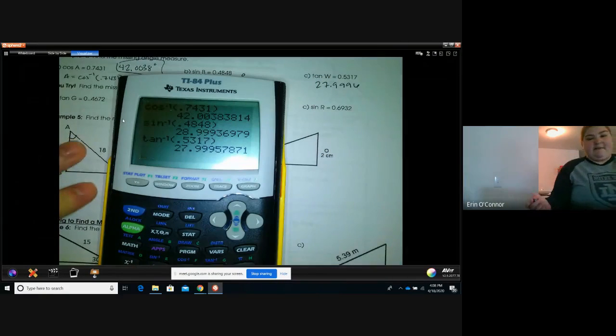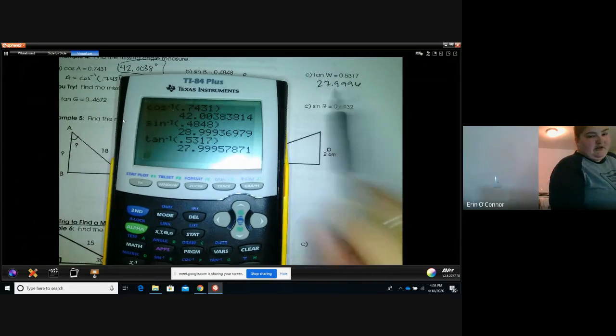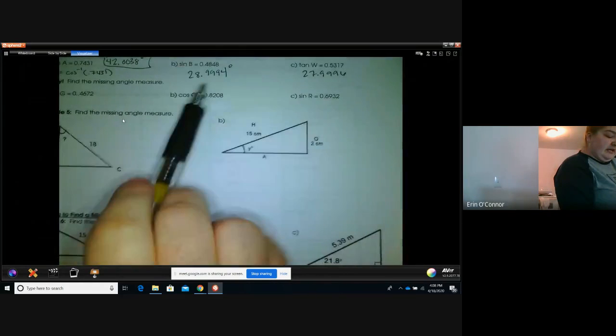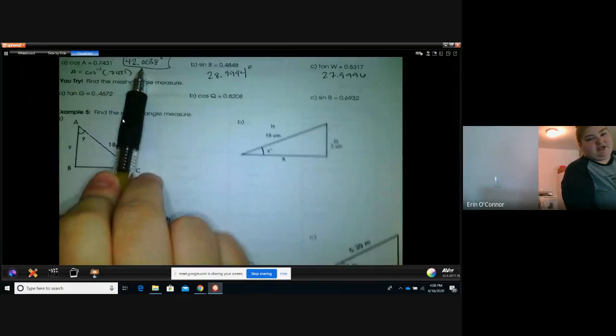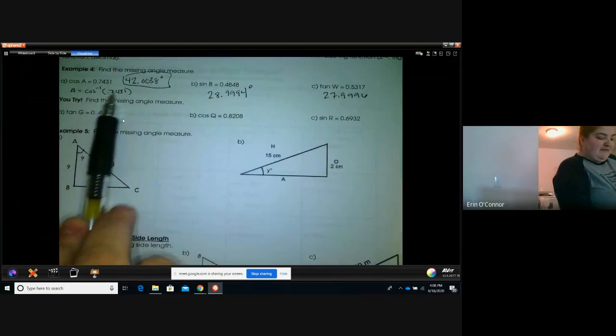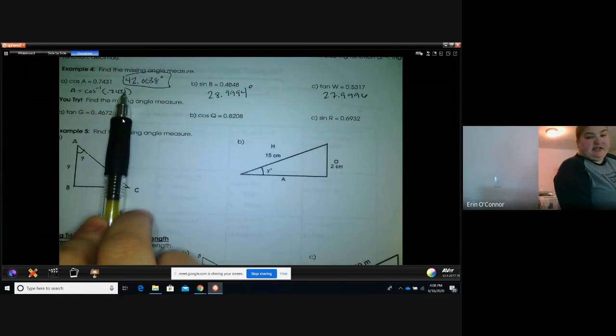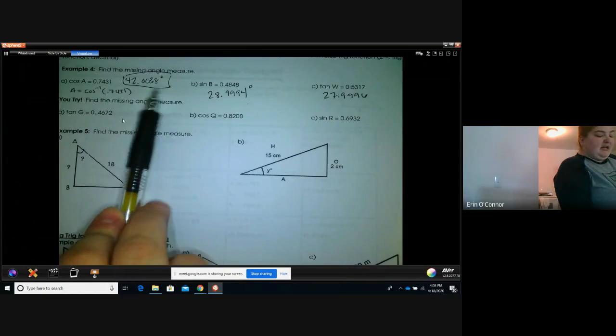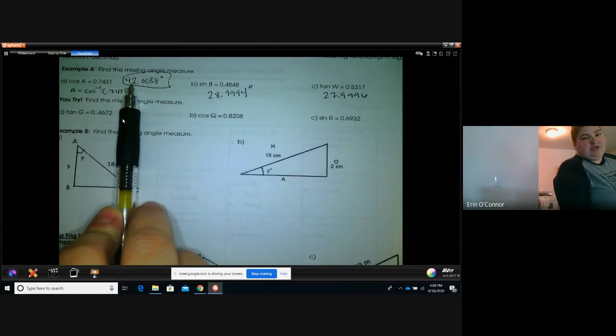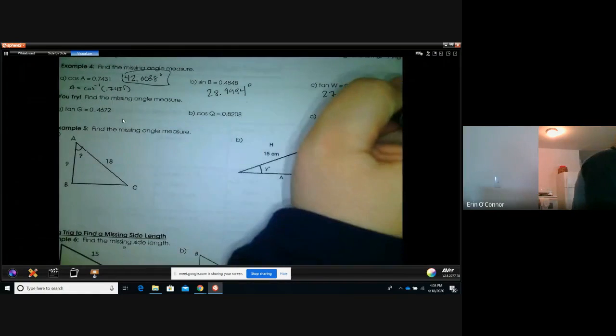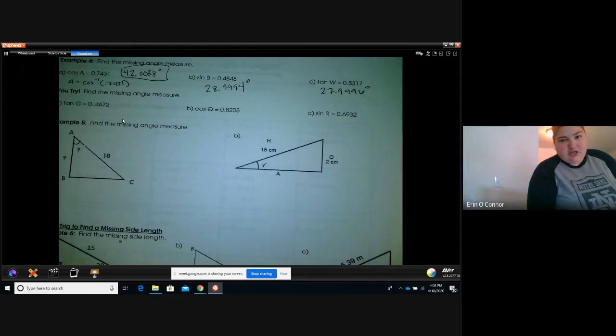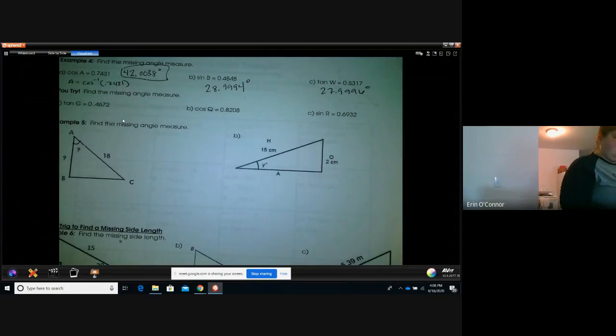27.9996. Now, roughly, this is probably going to be 28 degrees. This one's probably going to be 29 degrees. And this one's probably going to be 42 degrees. It's almost definitely because we rounded here. So in an answer choice, you might have the answer 42 degrees. And that is totally fine. We're just going to go to 4 decimal places right now just to be sure.